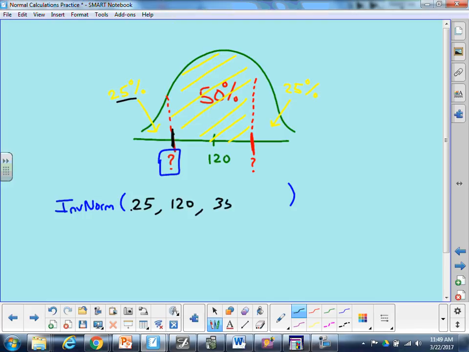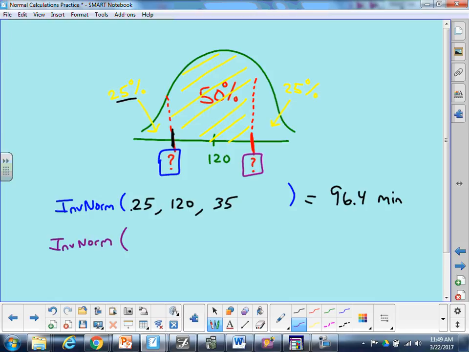Mean and standard deviation are still given, so that one, I'll just do it real quick. I got a calculator here. Inverse norm, if we do 0.25 with a mean of 120, I'm getting a value of 96.4. Okay, again, that's minutes. Okay, now to find this value, we'll do a separate inverse norm.